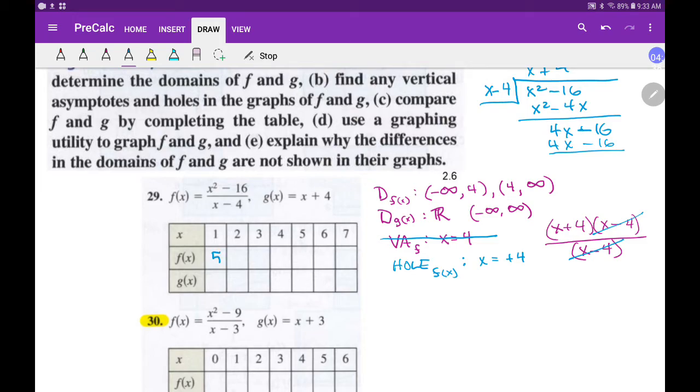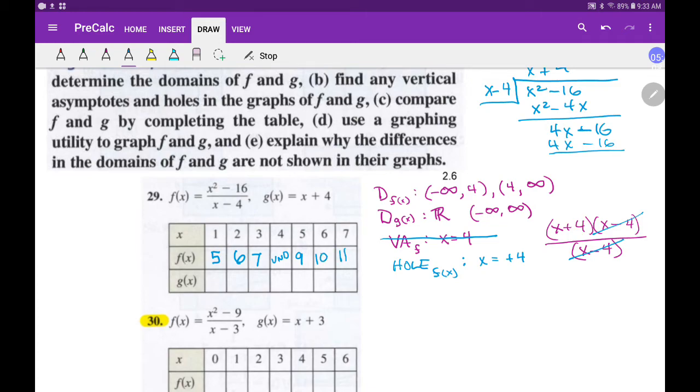So it's 5, and when it's 2, it's 6, and when it's 3, it's 7, and when it's 4, oh, there's the trouble spot. It can't be 4, so it's undefined. So what can we say there? We'll just say undefined. And for 5, it's 9. And for 6 it's 10, and for 7 you'll never guess, it's 11.